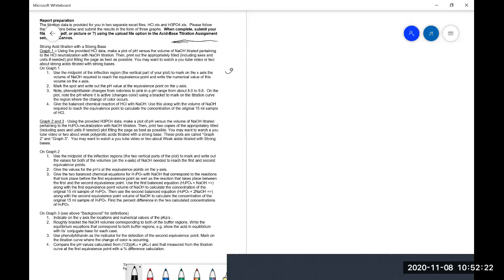It says, using the provided HCl data, make a plot of pH versus the volume of NaOH titrated pertaining to the HCl neutralization with NaOH. Then print out the appropriately titled plot, including axes, and so on.